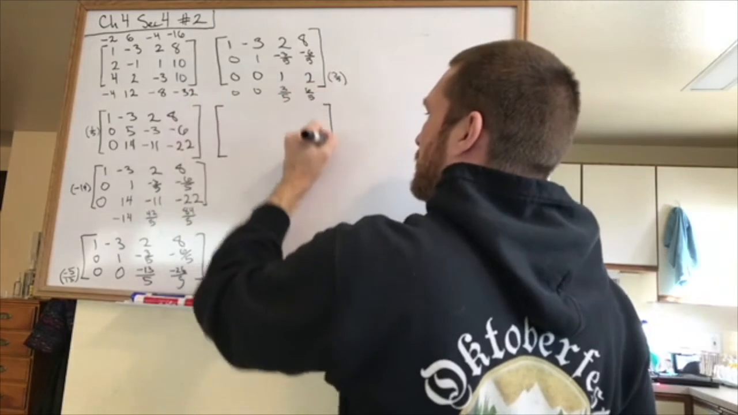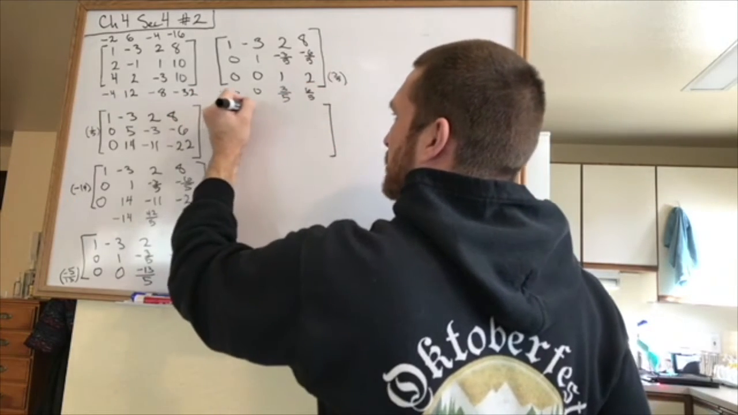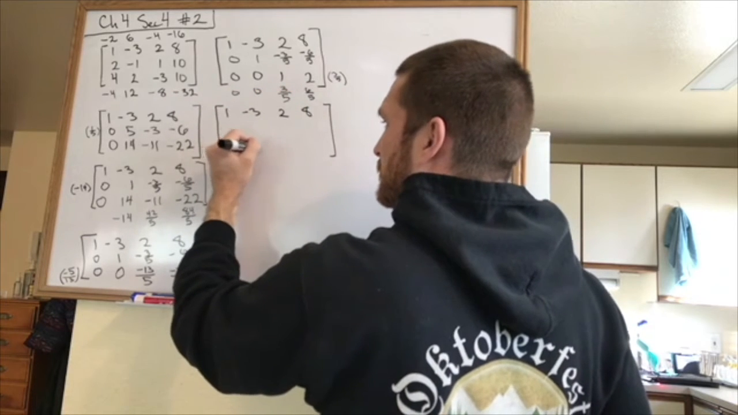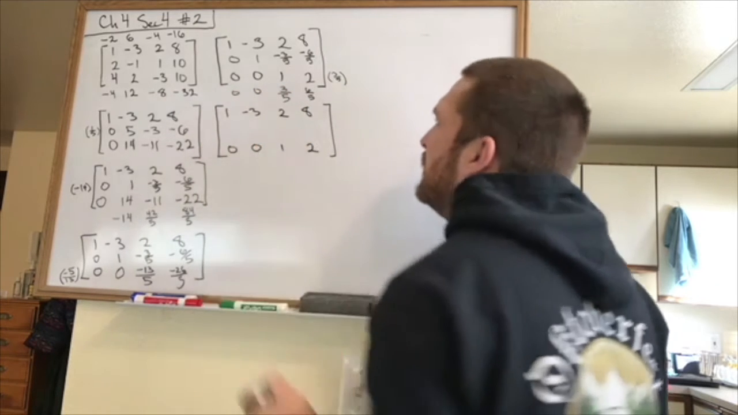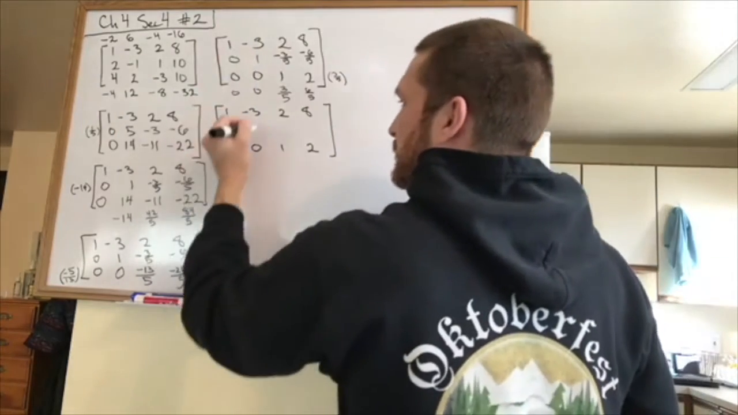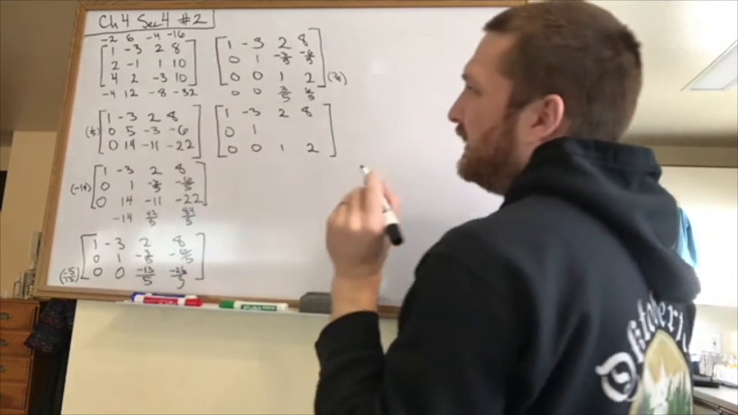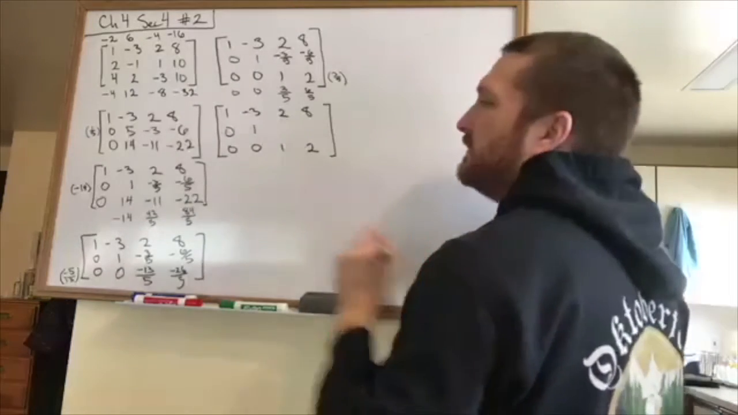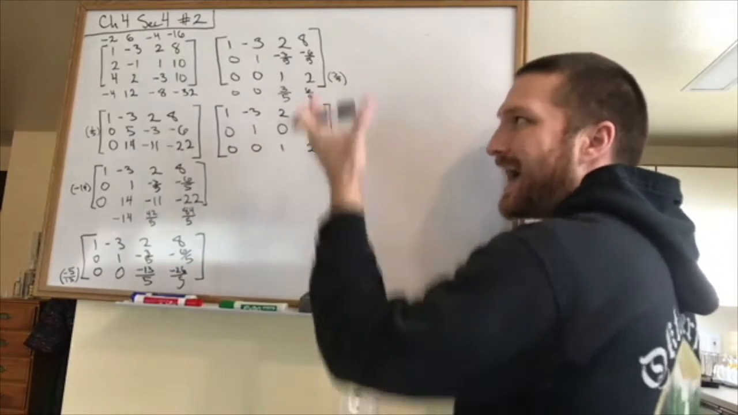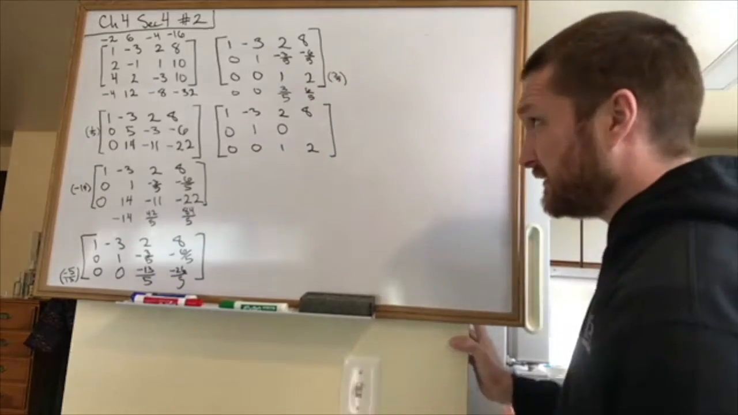So I'm not changing the top row. 1 minus 3, 2, 8. I'm not changing the bottom row. 0, 1, 2. I am changing the middle row. I add the 0 to the 0, get a 0. 0 plus 1 is 1. 3/5 minus 3/5, that comes out to 0. Of course, we knew that was going to happen. That was by design. That's why I chose 3/5 in the first place.